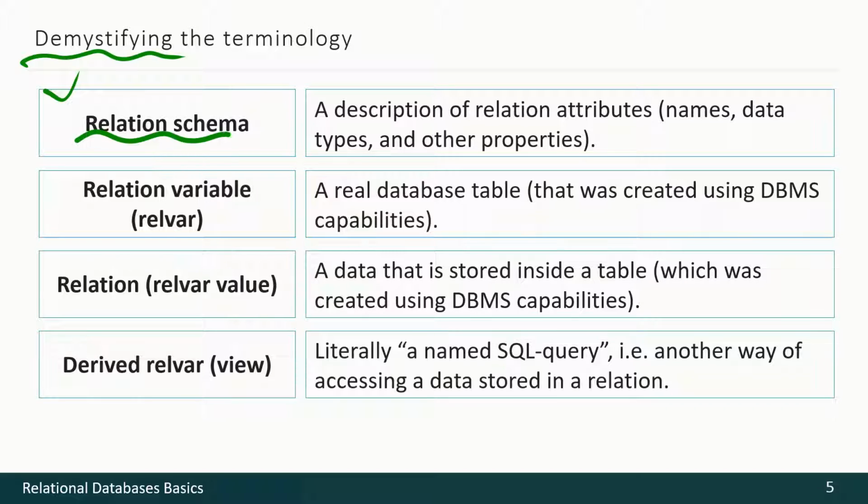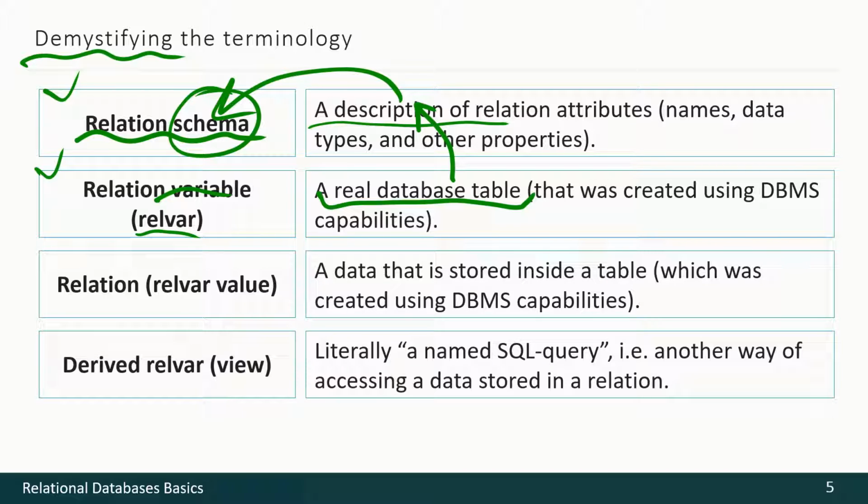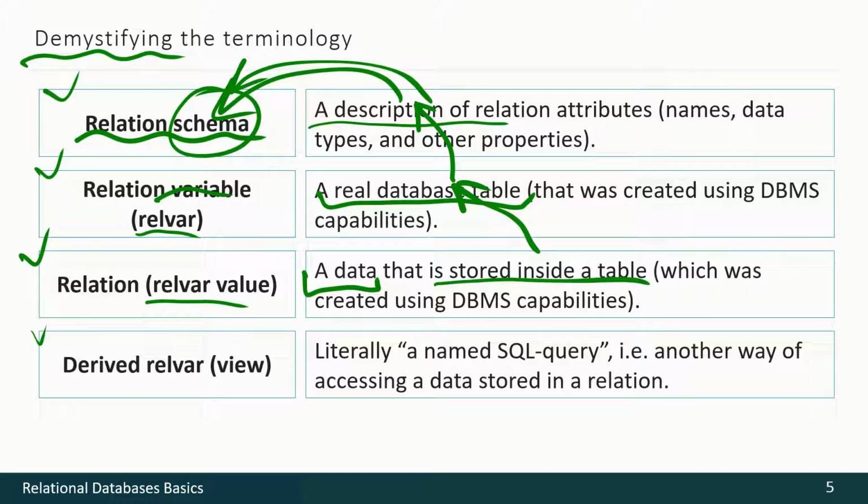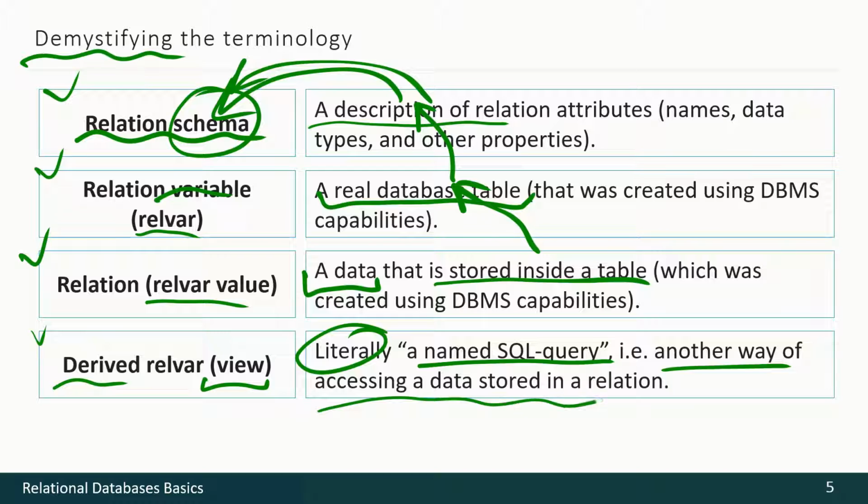So, what is a relation schema? It's really just a schema, a description created with some modeling tool. Relation variable, or RelVar, is a real database table that was created with that schema. Relation or relation value is the data that's stored inside a table that was described by that schema. And the final one, the derived RelVar or view, is literally a named SQL query, so it's another approach of accessing data that's stored in that real table described by that schema.